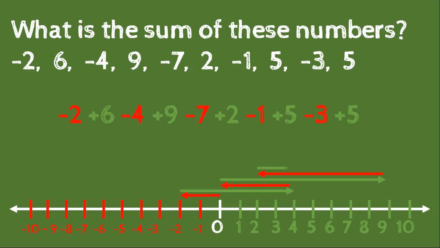Then we add 2, which we end up at 4, subtract 1 is 3, plus 5, which would equal 8, minus 3, which we end up at 5 again, and then we move 5 places to the right one final time, which would be 10.